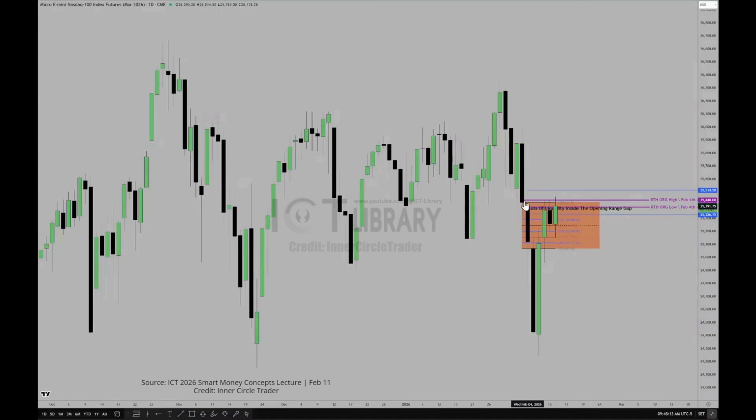This is the suspension block right here. This candlestick here is candle 1. There's a volume imbalance at the top. There's a volume imbalance at the low. And then candle number 3.